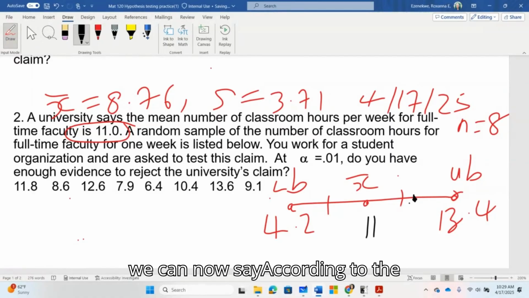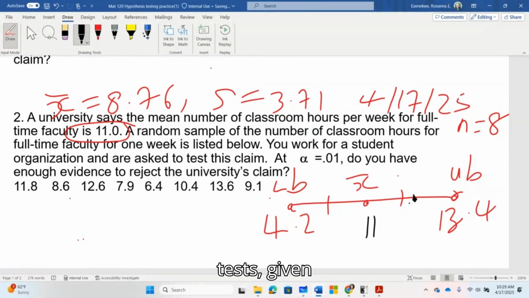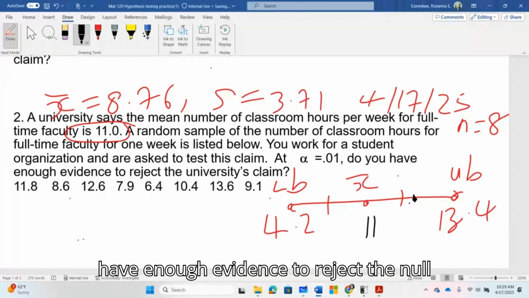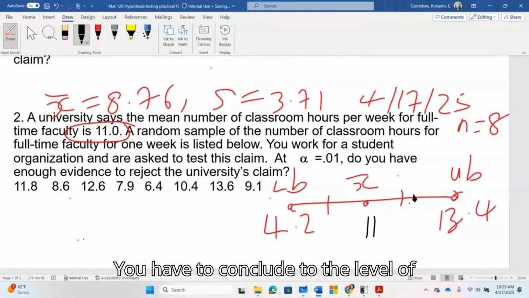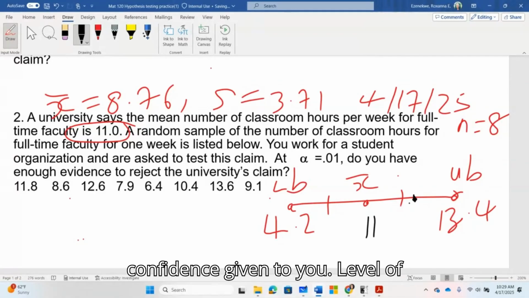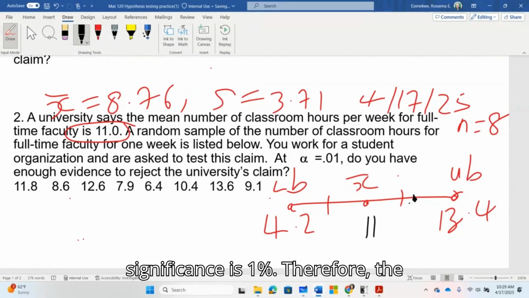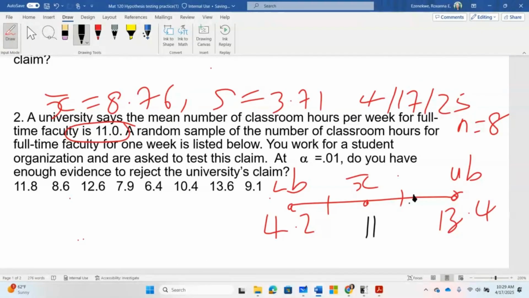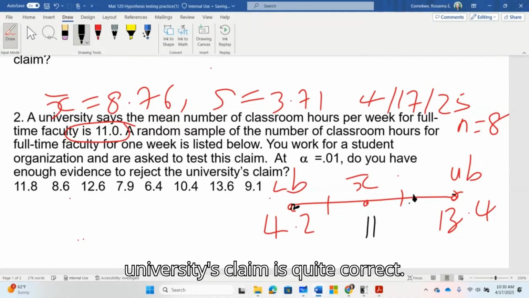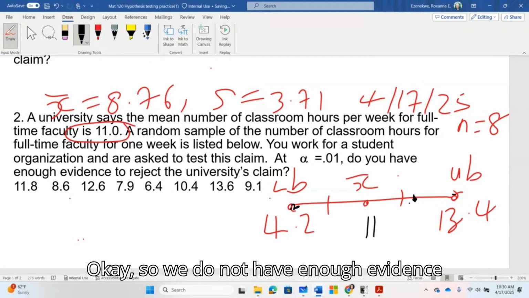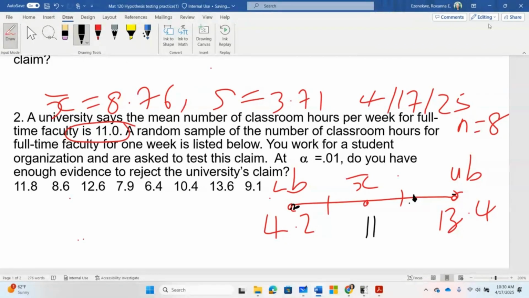Therefore, we can now say, according to the test, given alpha of 1%, or at a 99% confidence interval, I do not have enough evidence to reject the null hypothesis. That is your conclusion. You have to conclude to the level of significance or level of confidence given to you. The level of significance is 1%, therefore the confidence interval is 99%. In other words, the university's claim is correct. We do not have enough evidence to reject the claim.